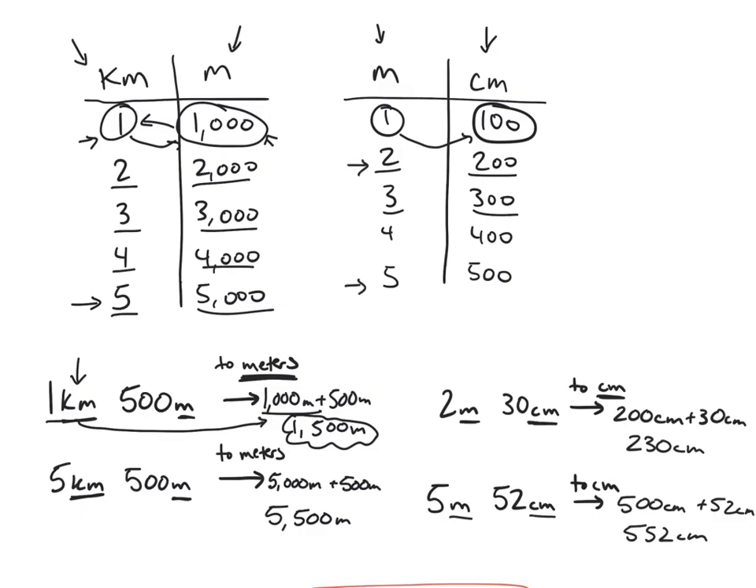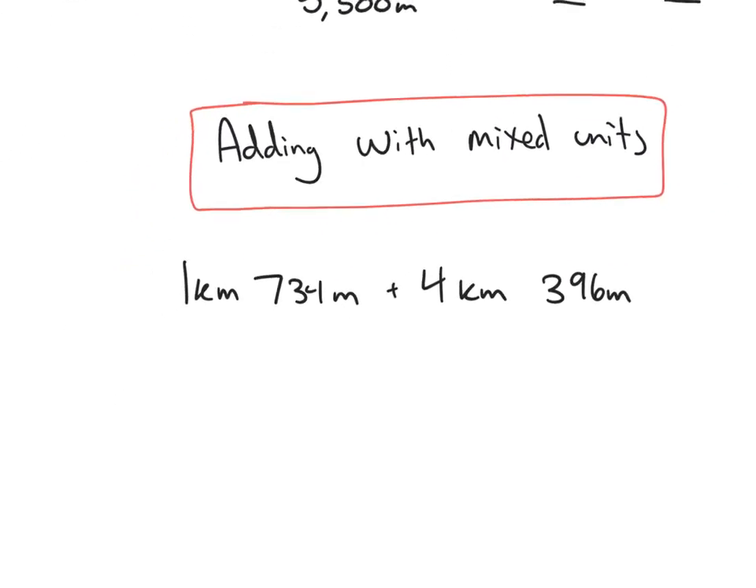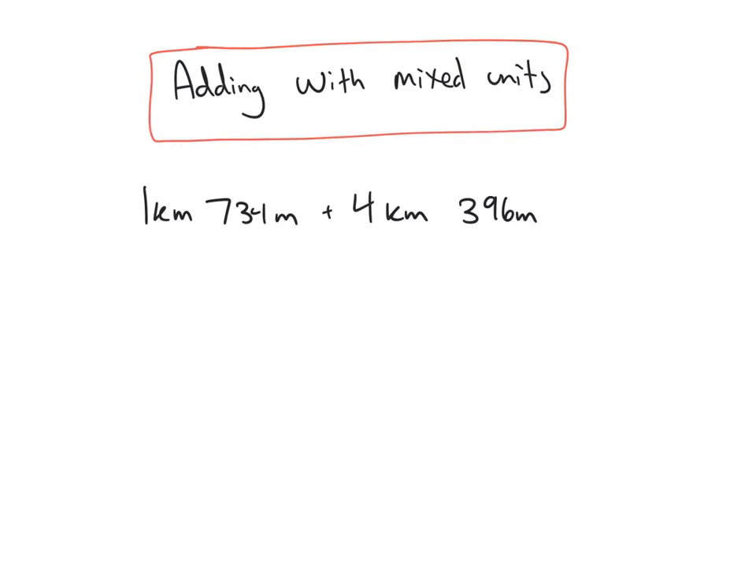And so now that we're feeling pretty comfortable with this, we can move on to the next step, which would be adding with mixed numbers. When we're adding with mixed numbers, we have a couple strategies that we can use to get the correct answer. The first strategy I'm going to demonstrate is to leave both of these measurements as mixed measurements. So I'm going to rewrite them almost in a standard algorithm type way, where I'm going to be matching up the meters with the meters and the kilometers with the kilometers.